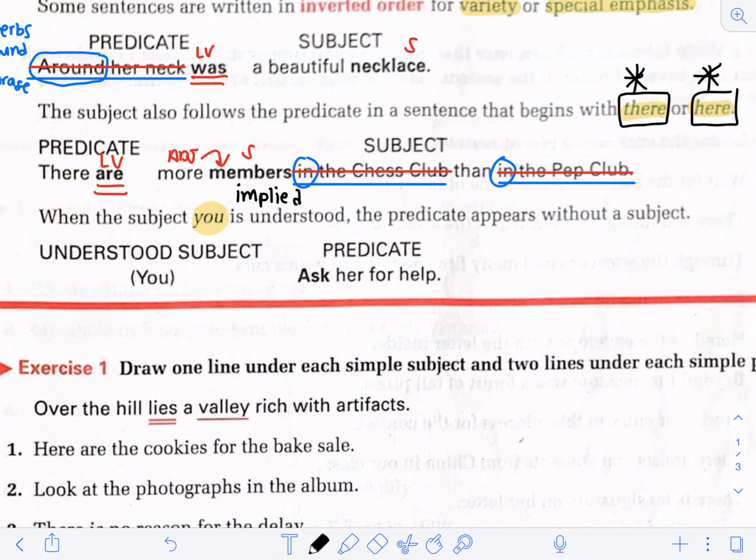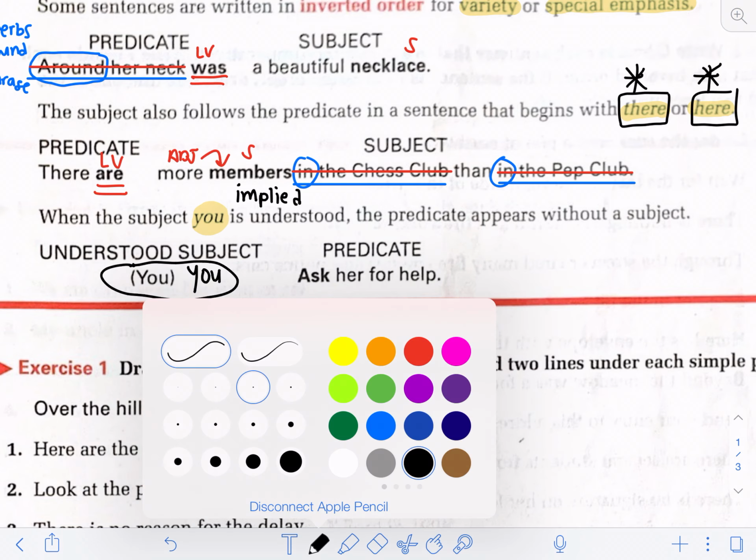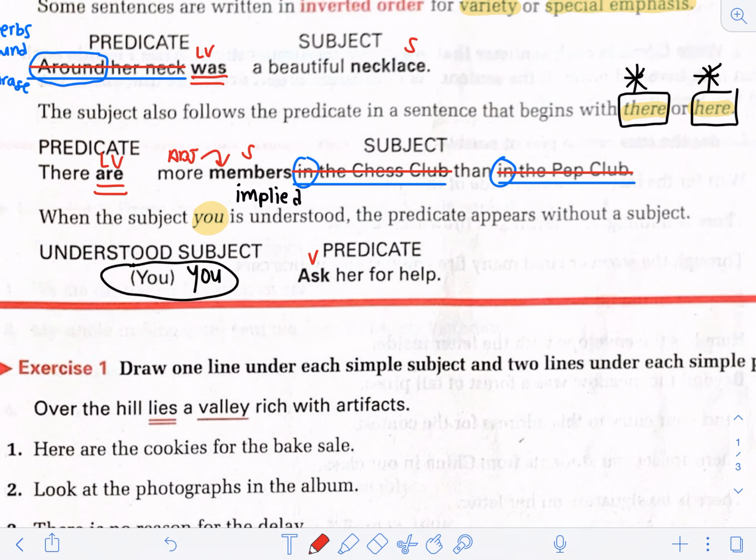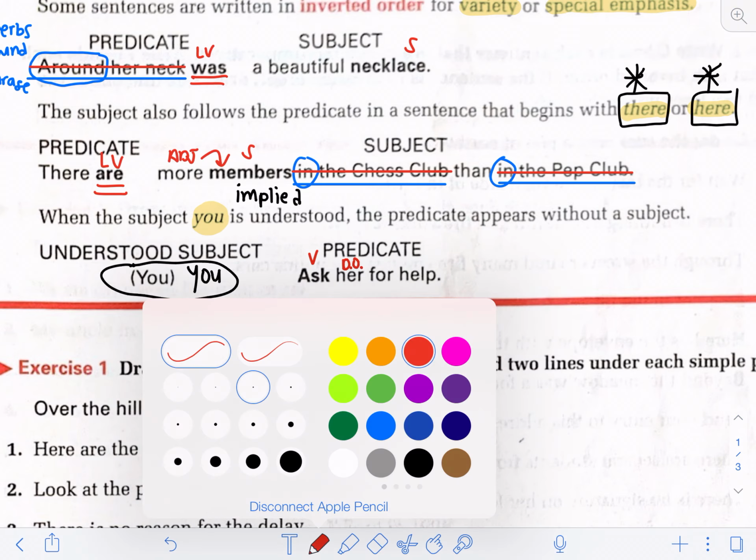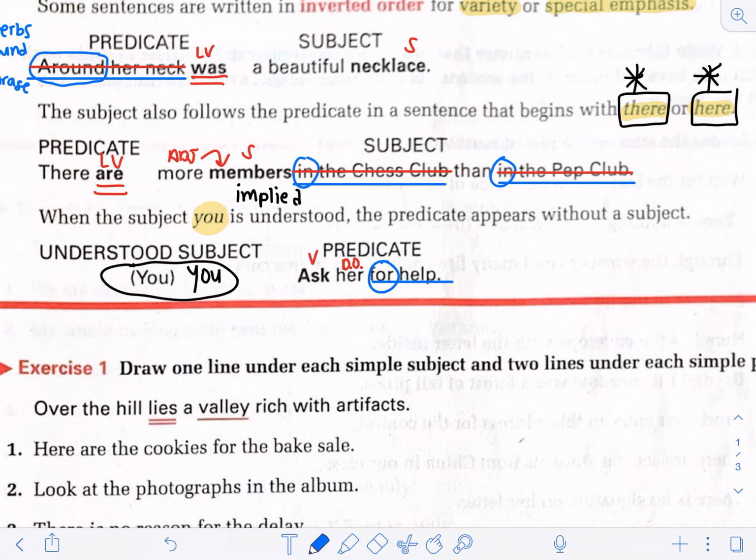Understood subject. Ask her for help. Now, her is not asking for the help. She is receiving the request for help. So we automatically know, just as it says right here, that you are being told to ask for help. We have ask being the verb, her being the direct object, which is something we haven't learned yet, and for help being the prepositional phrase. Subjects and verbs cannot be in prepositional phrases, and the lady is not asking her own self for help. So we know you is the understood subject.